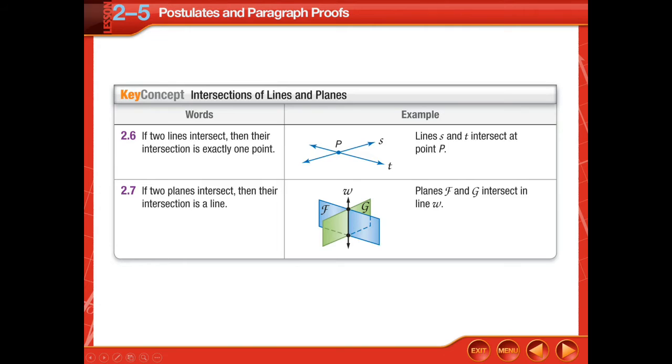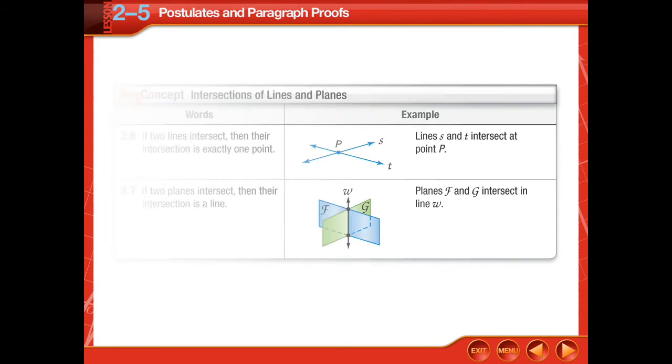Here are more concepts that we have already learned, just put into if-then statements. If 2 lines intersect, then their intersection is exactly 1 point. If 2 planes intersect, then their intersection is a line. We have already learned this information. We are just rewriting these statements in a formal manner. Again, if you learned it in the first chapter, you know it in the second. If you struggled in the first chapter, this is a way for you to learn that material before we move on.